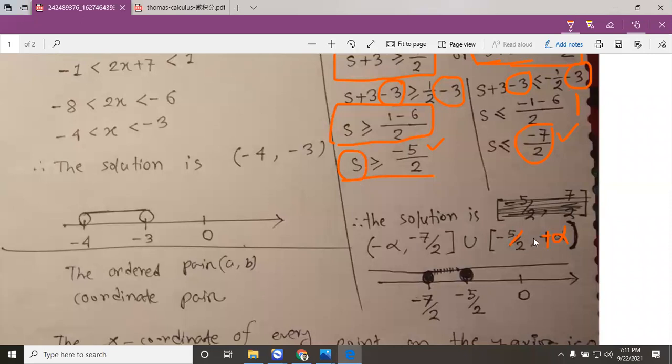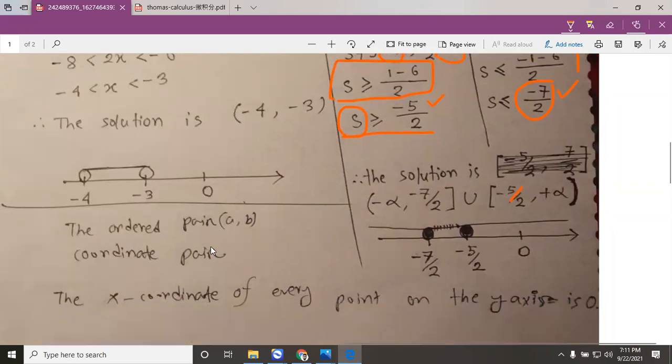Where does infinity come from, brother? Infinity. So let me draw the line. If we draw this way, we got 0 here, and we got -5/2 here. So the value of s will be greater than, right? Greater than or equal to. So this is our greater than or equal to, and the value will be this way. How far? Until plus infinity. That's why our value is like minus 5/2 comma plus infinity, okay?